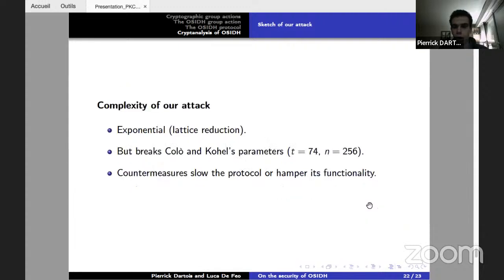And so our attack is, of course, exponential because we have a lattice reduction to perform, but it's efficient enough to break Colo and Kohel's parameters. And the countermeasures existing to our attack slow the protocol excessively, so make it impractical, or hamper its functionality because we no longer have a cryptographic group action.